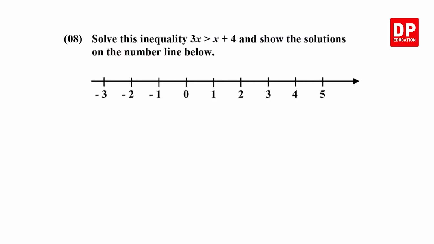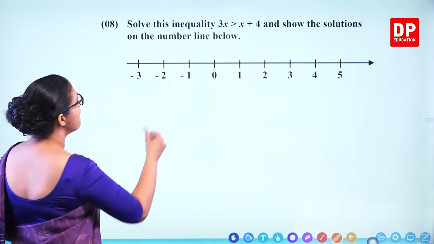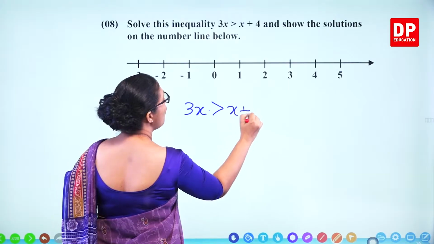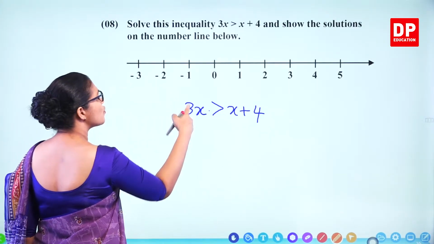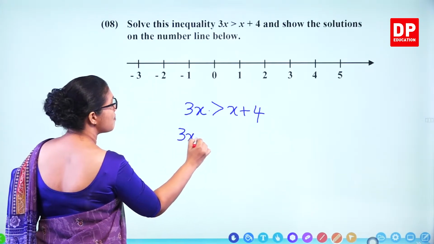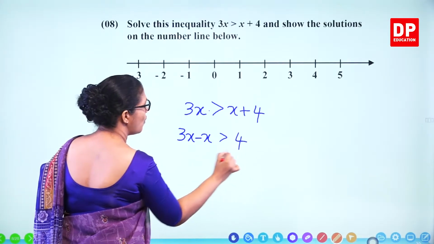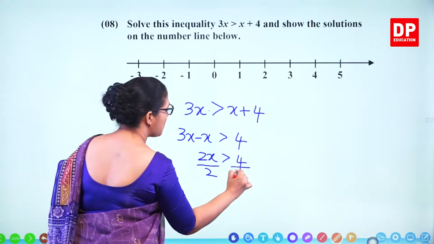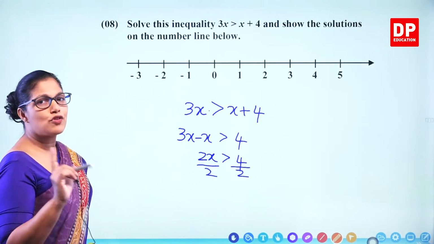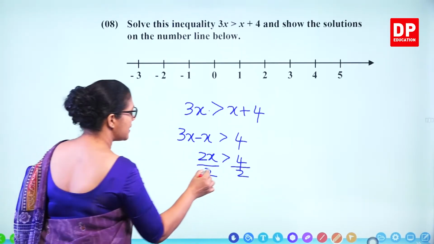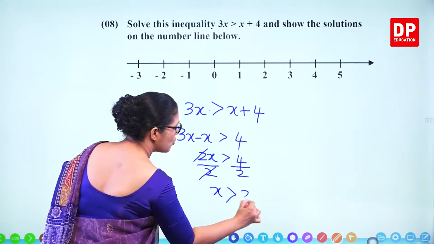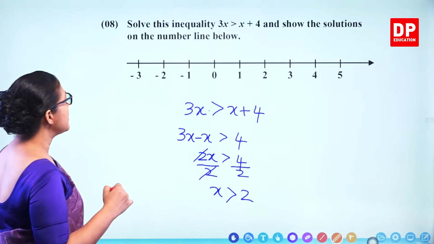Question number 8. Solve this inequality and show the solutions on the number line below. 3x greater than x plus 4. Take x to this side, you get 3x minus x is greater than 4. That becomes 2x. Now you can divide both sides by 2. This is positive, so nothing happens to the sign. It's not changing. So x is greater than 4 divided by 2, x is greater than 2.